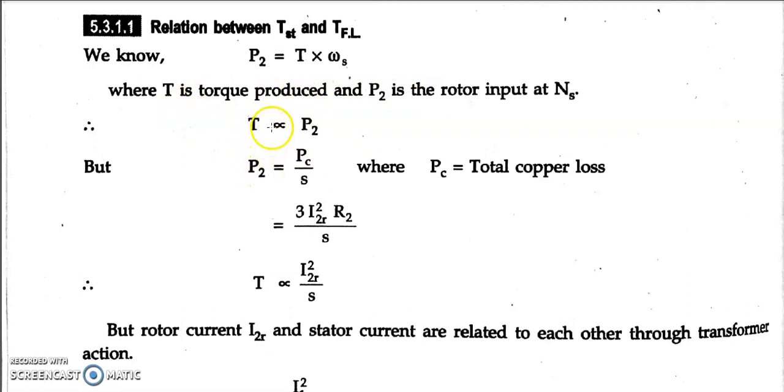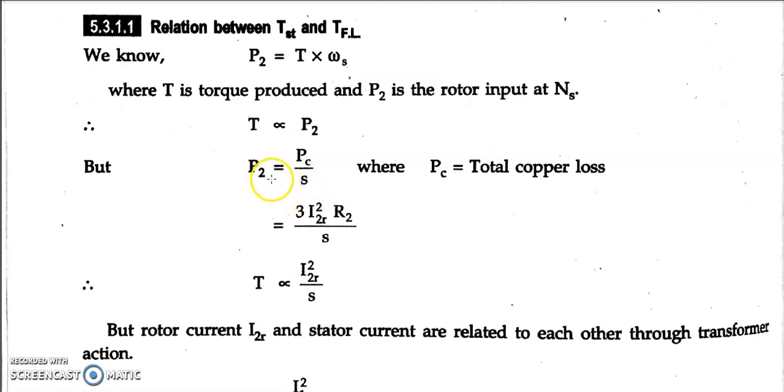Now we know that for a constant speed, I can directly write that torque is proportional to P2, and you need to remember this equation. P2 is equal to PC by S, where PC is the total copper loss occurring in the rotor part, and S is the slip.